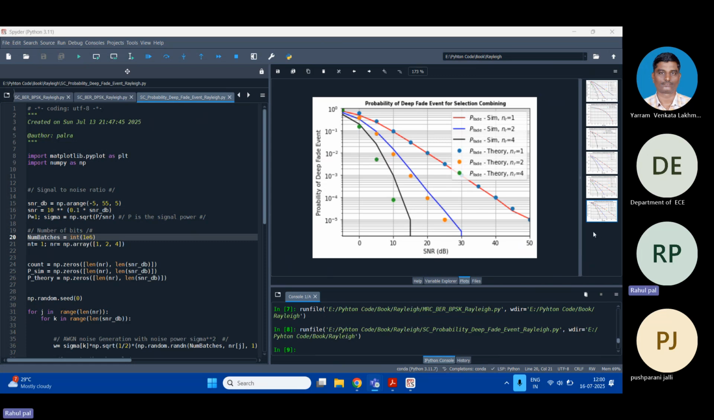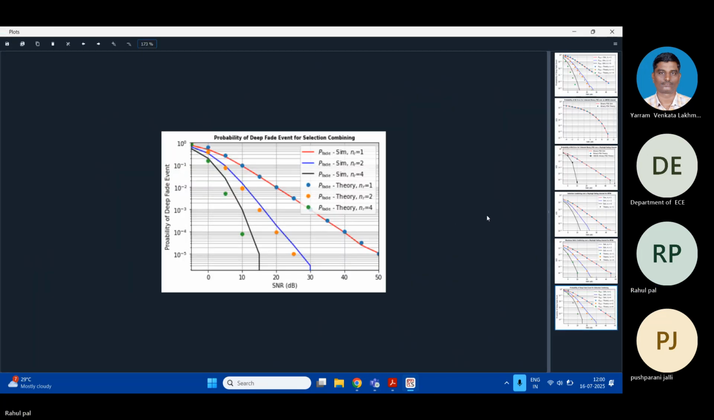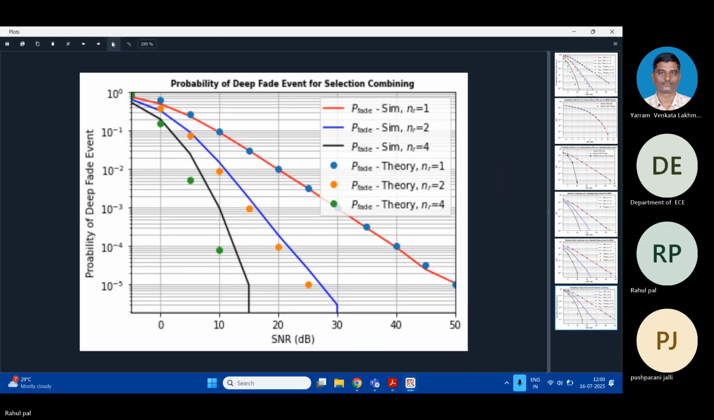Now we have got the result of the probability of deep fading for selection combining. This is the result for the probability of deep fading, the probability when the noise power is greater than the signal power. Now you can look at the different cases, and these become the comparison between the simulation and the theoretical result.